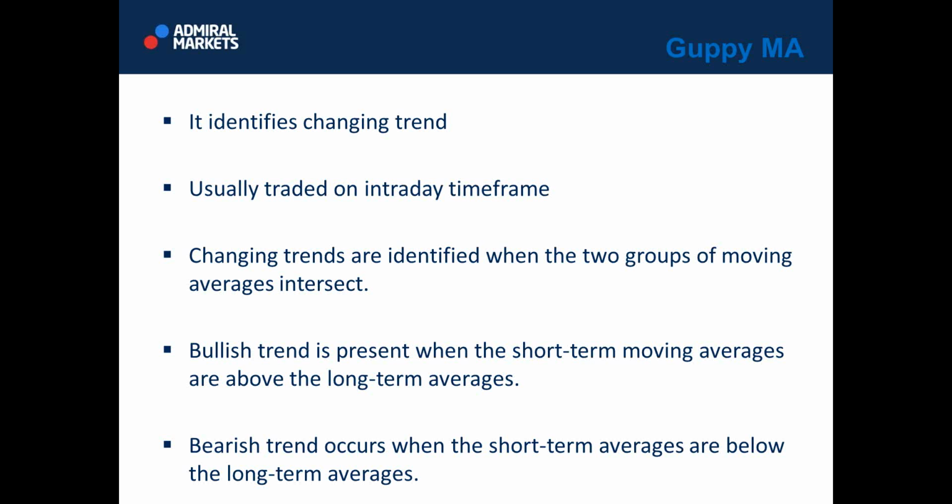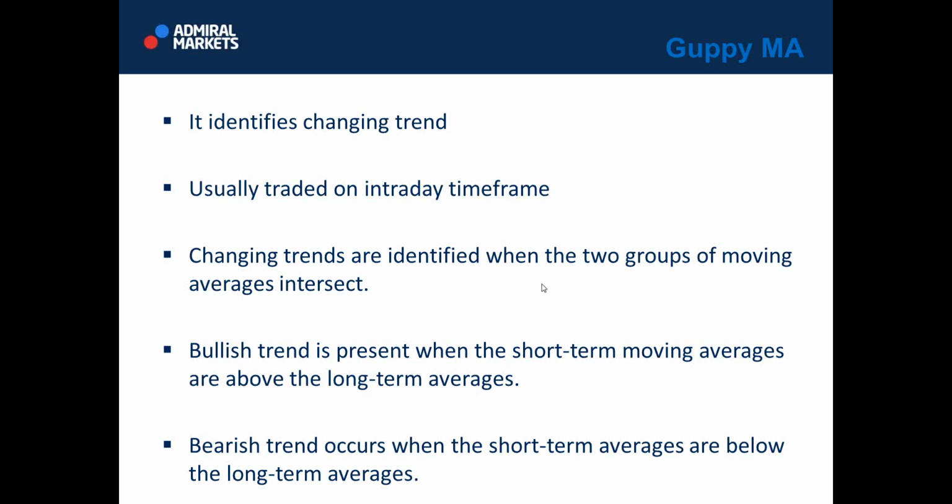It's usually traded on intraday time frames, and changing trends are identified when the two groups of moving averages intersect. We will see that in an example, but at the moment it's enough for you to know that changing trends are identified when two groups of moving averages intersect. So we have two groups, fast and slow moving averages, and when those two groups intersect, we call it a change of the trend. And we hope that the trend will be established.